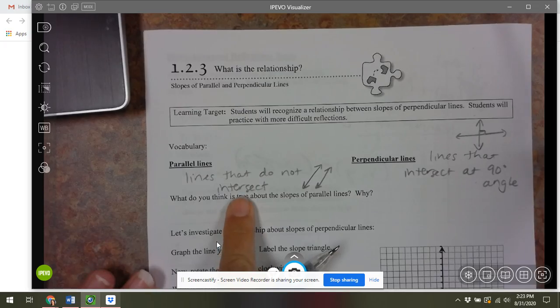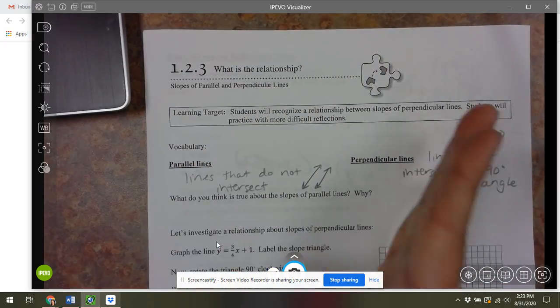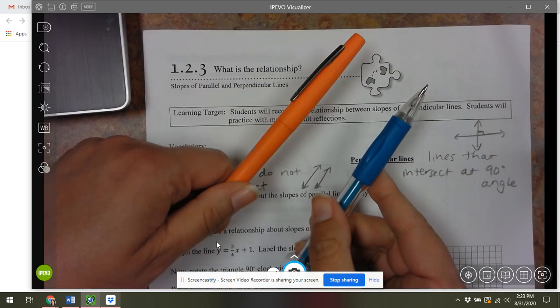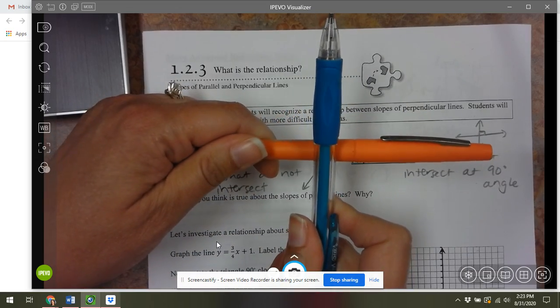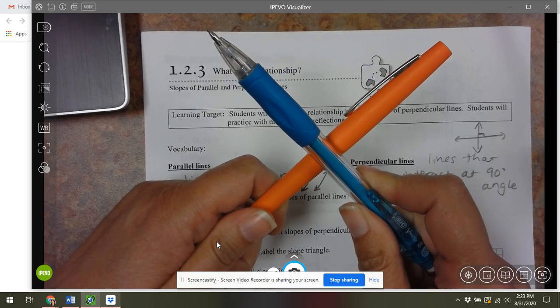So parallel lines never intersect. My hands, right? I could grab a pencil and a pen. Parallel lines. Perpendicular. Make a 90-degree angle. It could be this way, but they're still forming a 90-degree right angle.